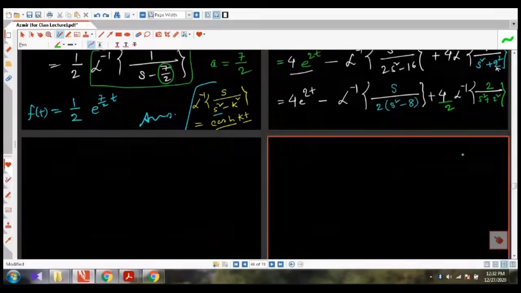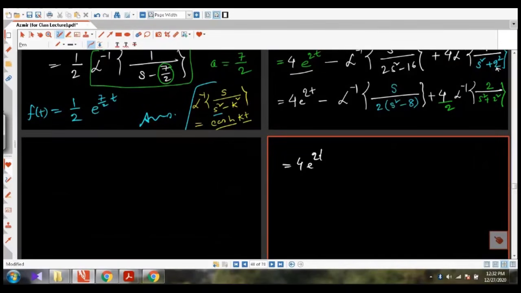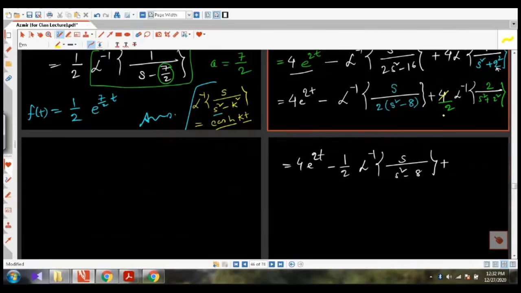So let's try to solve again. So 4 e to the power 2t negative. Now we can see that here we have 1 by 2. So 1 by 2 is constant. Let's bring it out before. We have s over s squared negative 8 plus 4 by 2. If we simplify 4 by 2, it will be easier for us. It will be 2. So that means 2 inverse Laplace of 2 over s squared plus 2 squared.